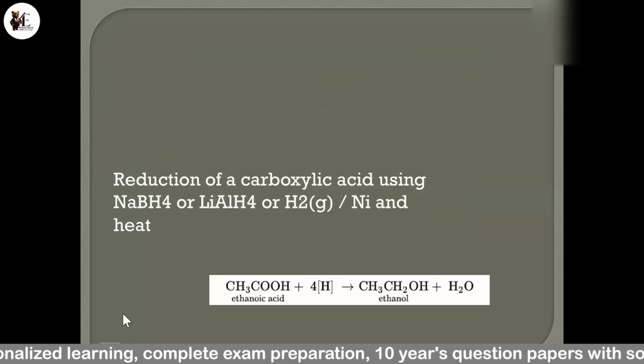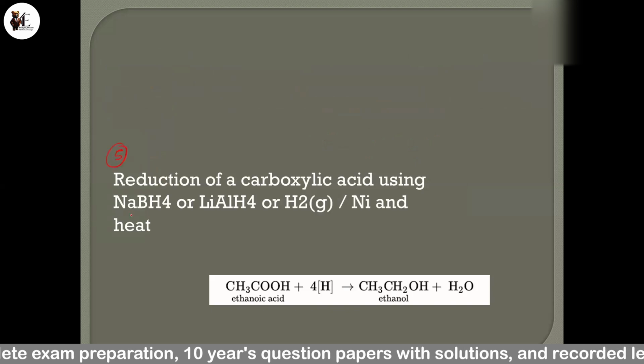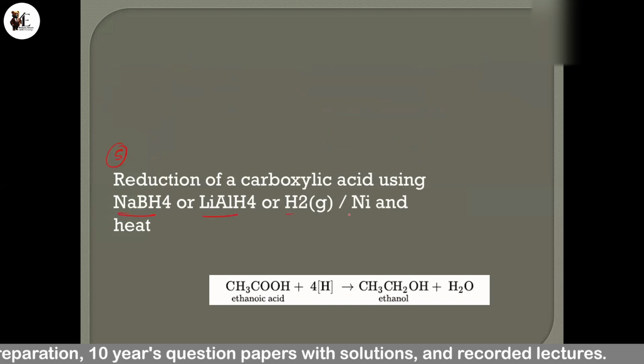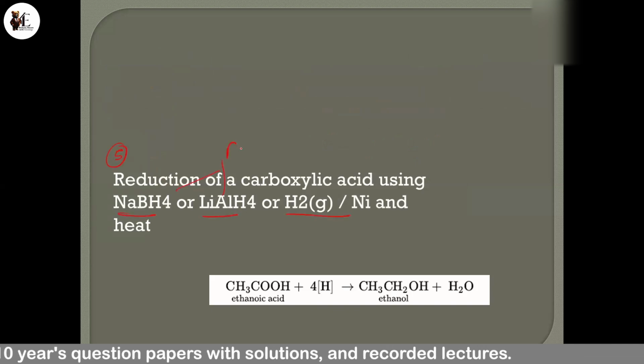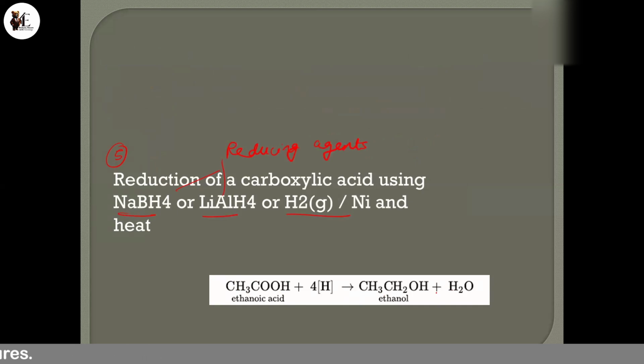So this is the fifth method to prepare alcohol, reduction of carboxylic acid, using NaBH4, LiAlH4, H2 with nickel. These all are reducing agents. When an acid gets reduced, it gets reduced to the alcohol. So when you reduce CH3COOH, we get CH3CH2OH, and water is liberated. That means aldehydes, ketones, and carboxylic acids, all three can be reduced to alcohols. All three can be used to prepare alcohol.